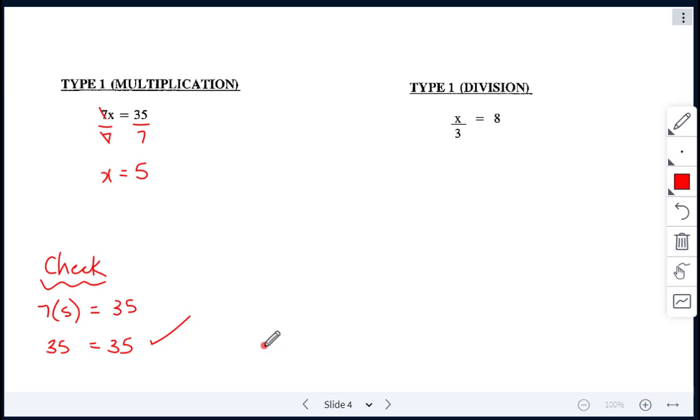Okay, and last one here, we have x divided by 3 is equal to 8. So we can multiply both sides by 3. We'll be left with 3x over 3 is equal to 24. 3x divided by 3 is just 1x, or x. So x is equal to 24.